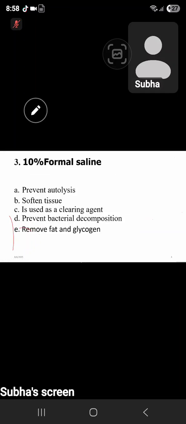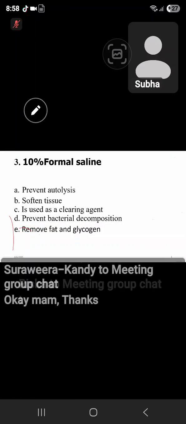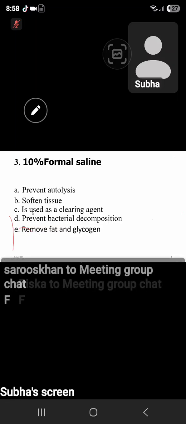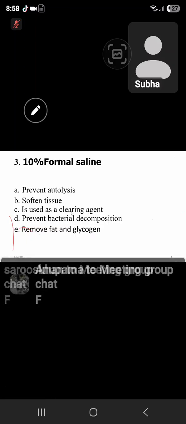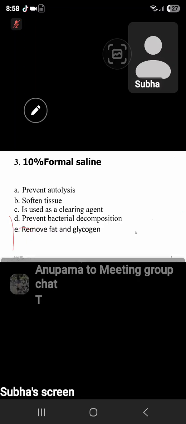Next one. 10% formal saline prevents autolysis. True or false? True. Softens tissue. It hardens the tissue. Is used as a clearing agent. It is not a clearing agent, it is a fixative, right? So clearing agents are xylene. Prevents bacterial decomposition. True or false?